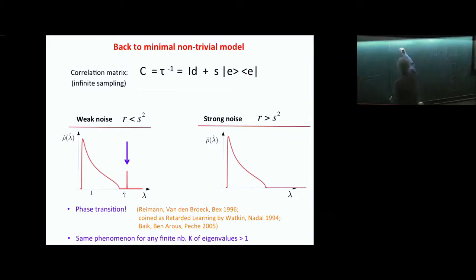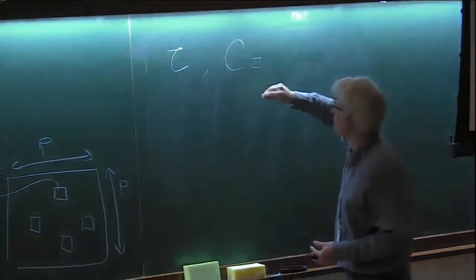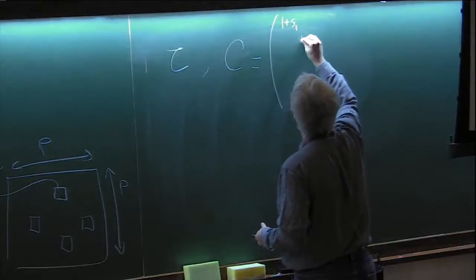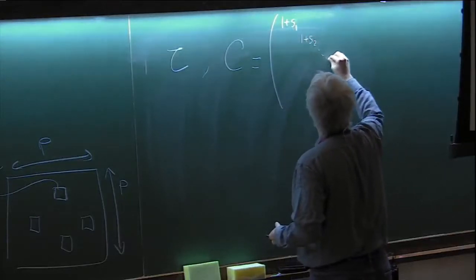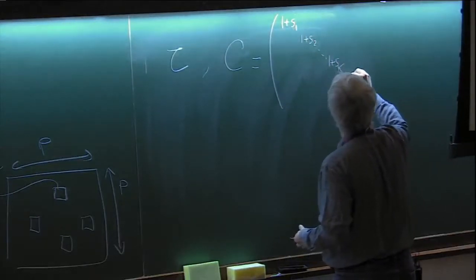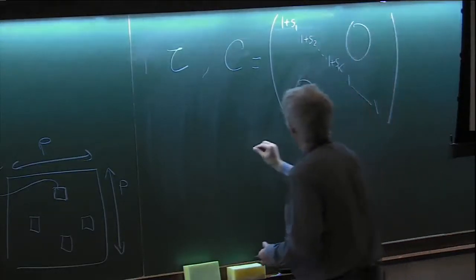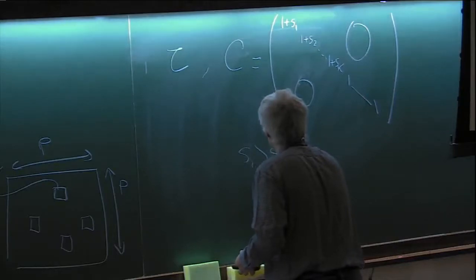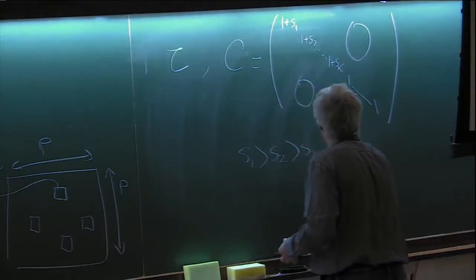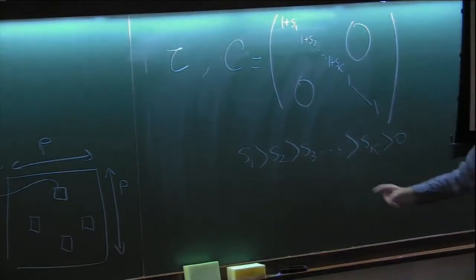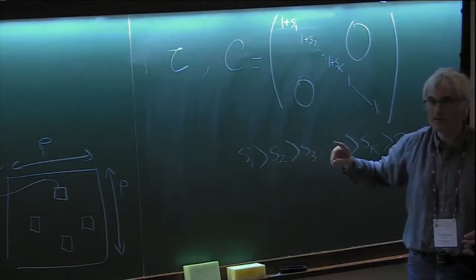So suppose you have a correlation matrix, it's the same thing, but maybe the eigenvalues are a bit simpler here. Suppose the first one is 1 plus S1, the second one is 1 plus S2, and so on up to 1 plus Sk, and then you get 1 all the way. And I'm assuming that S1 is larger than S2, which is larger than S3, which is larger than Sk, which is larger than 0. But they are different numbers. Maybe I misunderstood your question.